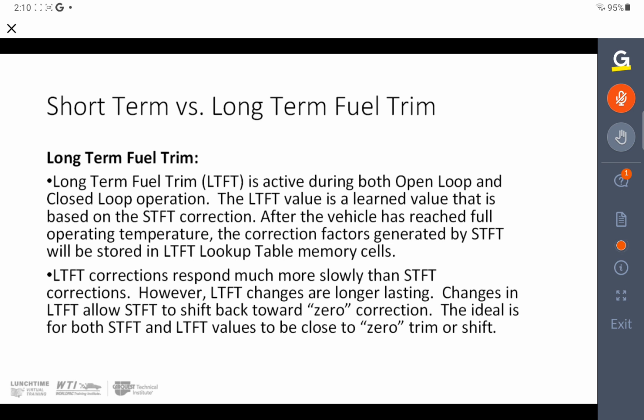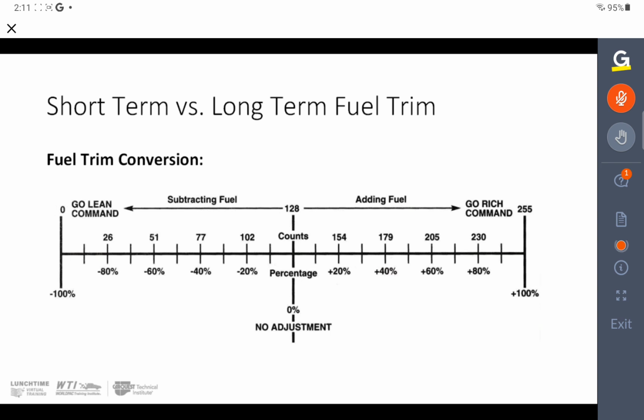Ideal fuel trim for both long-term and short-term is 0. And typically I like to use the number 10%. Plus or minus 10% of adding or subtracting fuel is ideal for both short-term and long-term fuel trim. But again, long-term fuel trim's main goal is to try to keep short-term fuel trim as close to 0 as possible. So this right here is showing our fuel trim chart. And in the middle, we're looking at percentages at 0%. That's ideal.